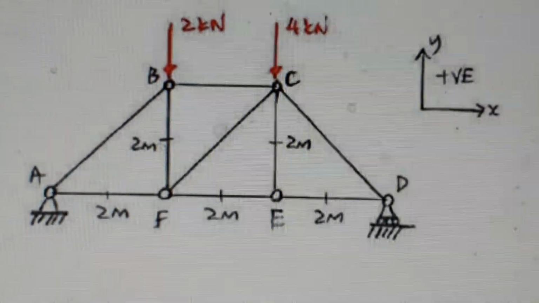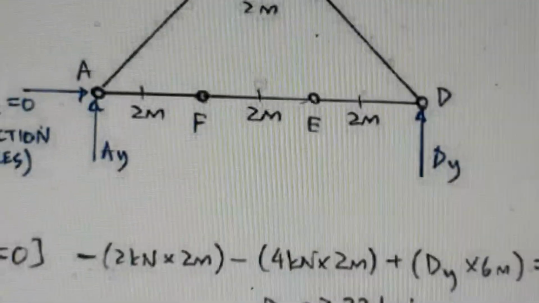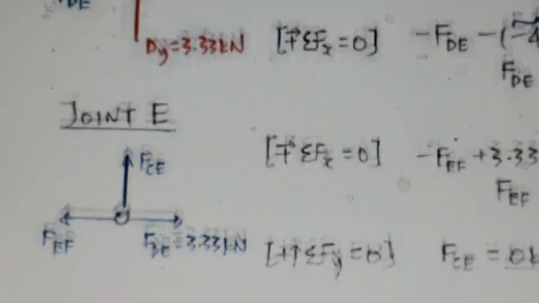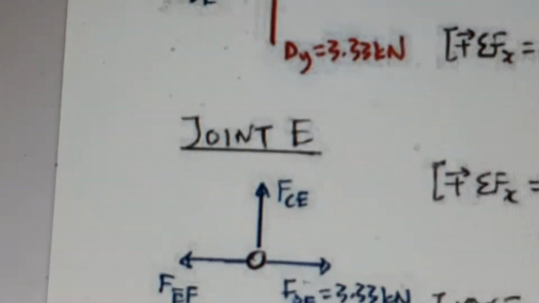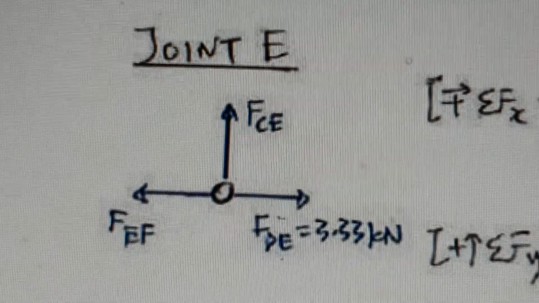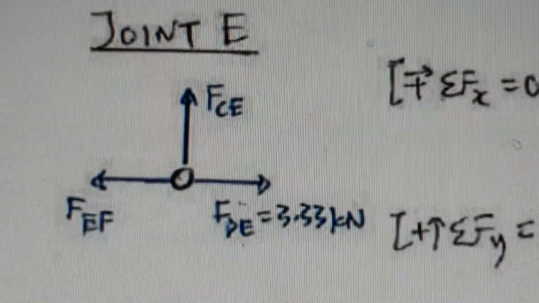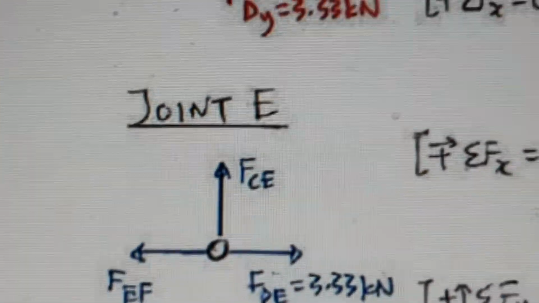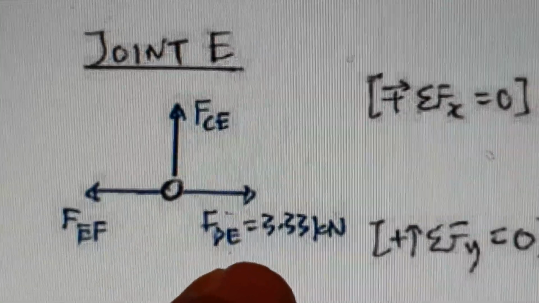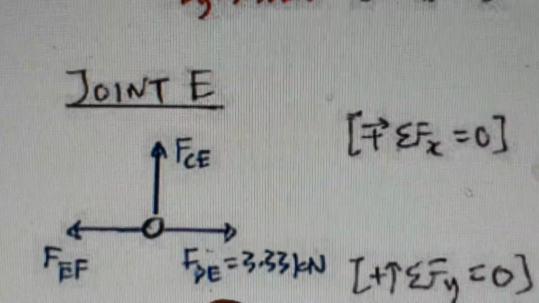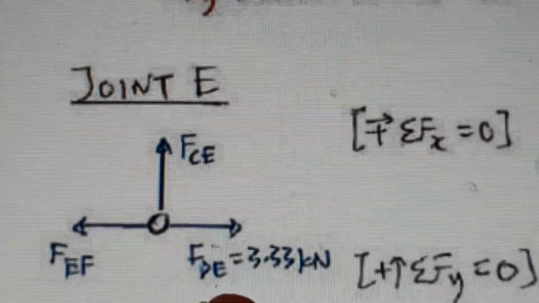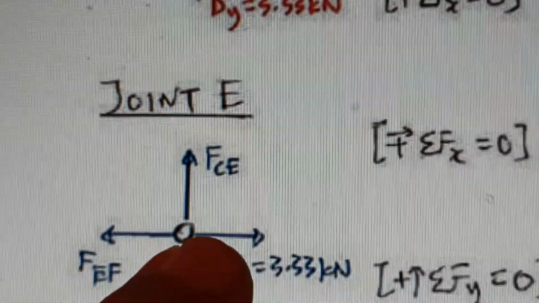Let's put joint E in the picture. Joint E, there is one force up, FCE, and there's one force to the right, FEF, and there's one force to the left, FED, 3.33. Again, it's tension.